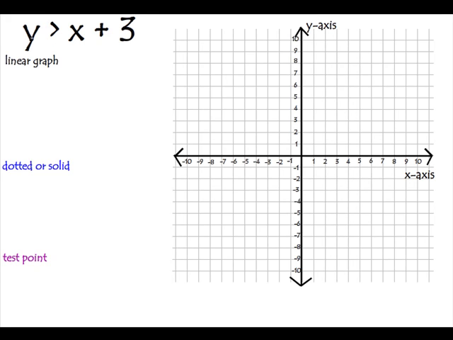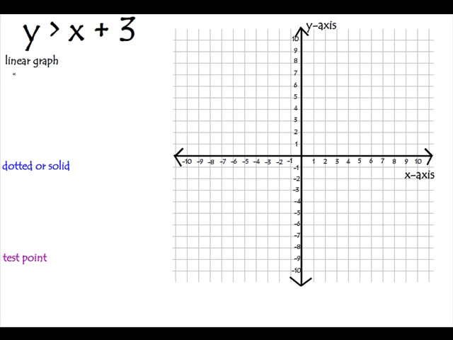Let's graph this linear inequality, y is greater than x plus 3. There are actually three parts to do that. First, we're going to graph it as if it was a linear equation. Then, we're going to determine whether it's going to be a solid or dotted line. And finally, we're going to find a test point to determine which side of the line to shade. So first, we're going to do the linear graph.